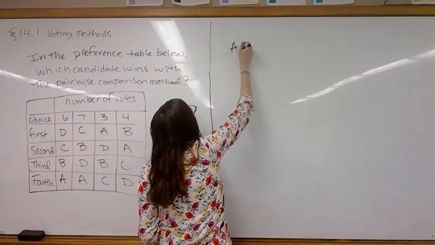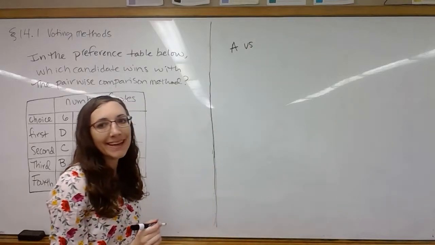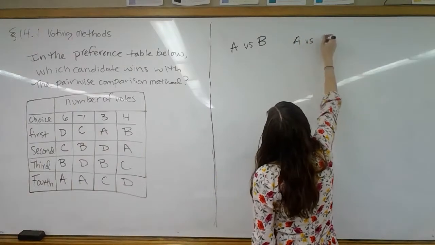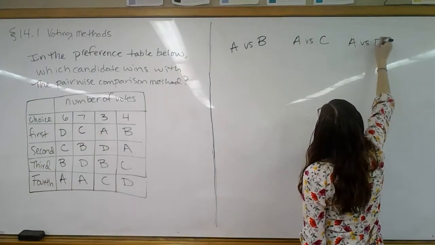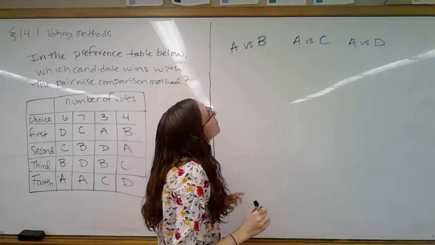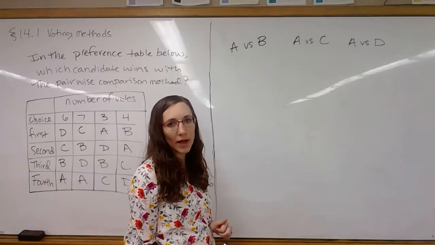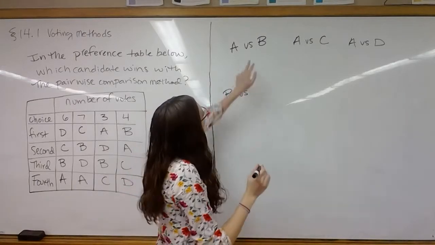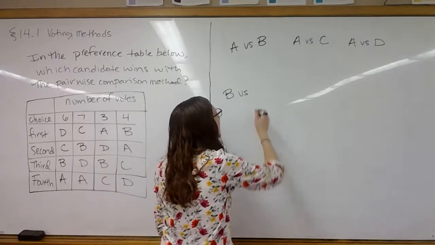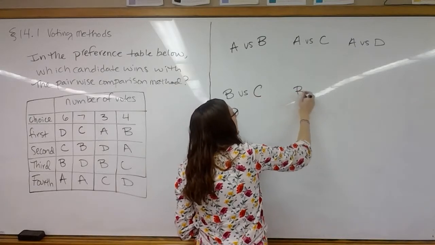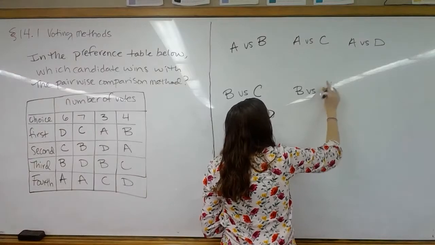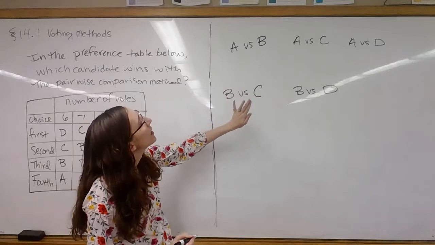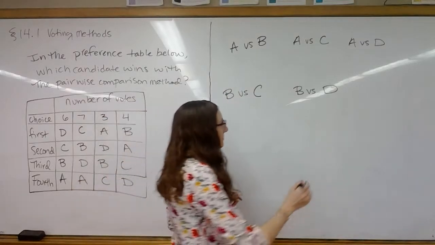Maybe we'll start with A and figure out who are all the people we could pit A against. So we could do A versus B, A versus C, and A versus D. A then is compared to everybody, so now let's move on to someone else. Let's look at B. Who can B go up against? Well, B was already versus A, we don't have to do it again, so then we could look at B versus C and B versus D. And then, what am I missing still? Last would be C versus D.